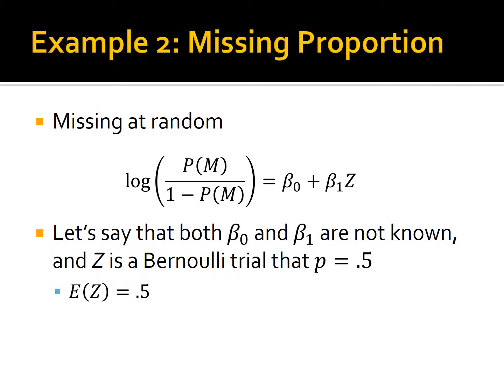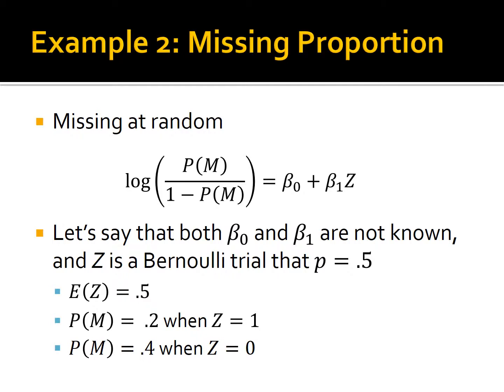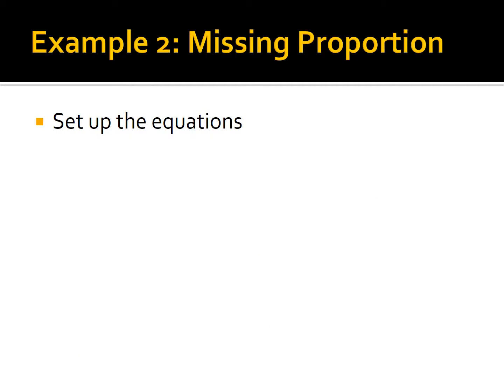However, in this example, I would like to set up two equations such that when z equals 1, the proportion of missing equals 0.2, and when z equals 0, the proportion of missing is 0.4. So we can substitute 0.2 and 1 for the proportion of missing and z, and 0.4 and 0, into the equation as well. So we can set up the equation.